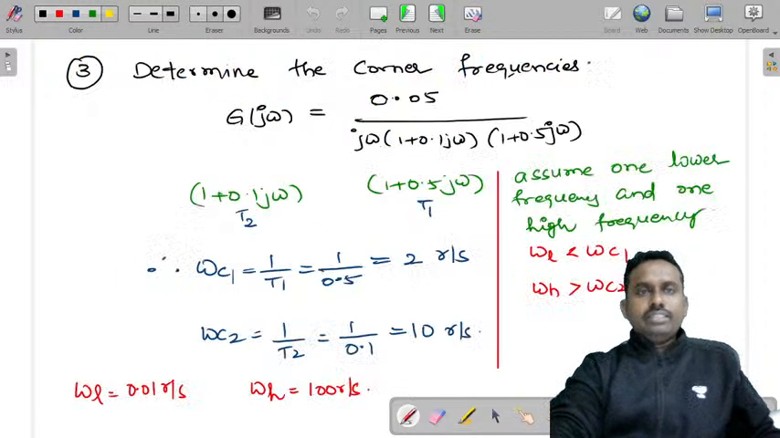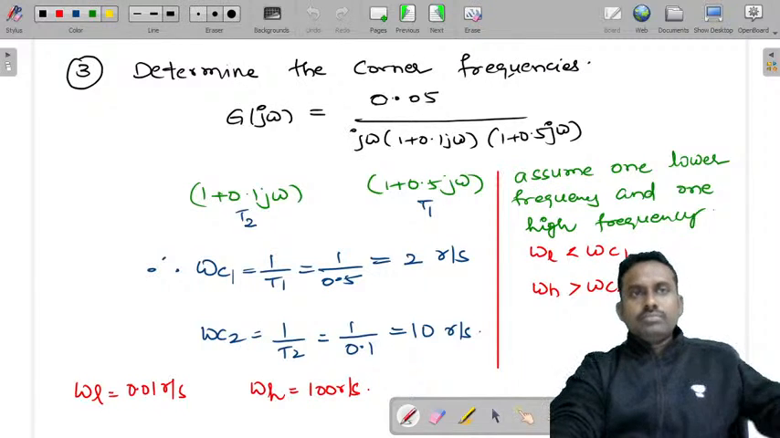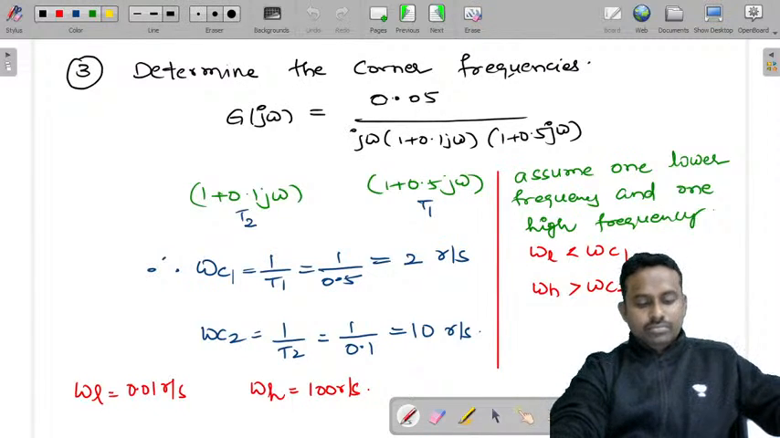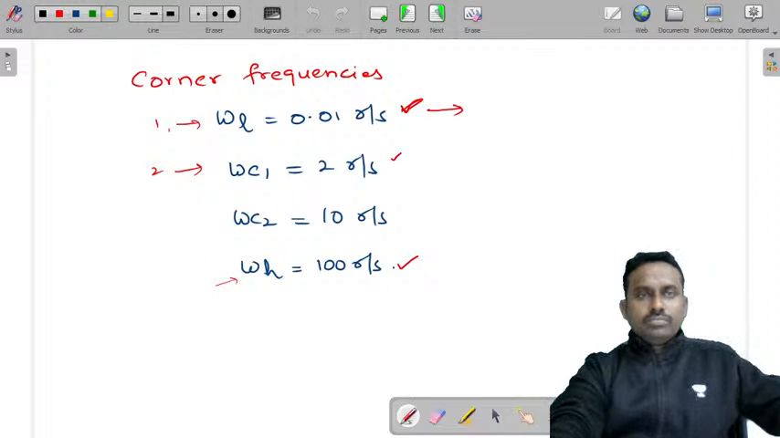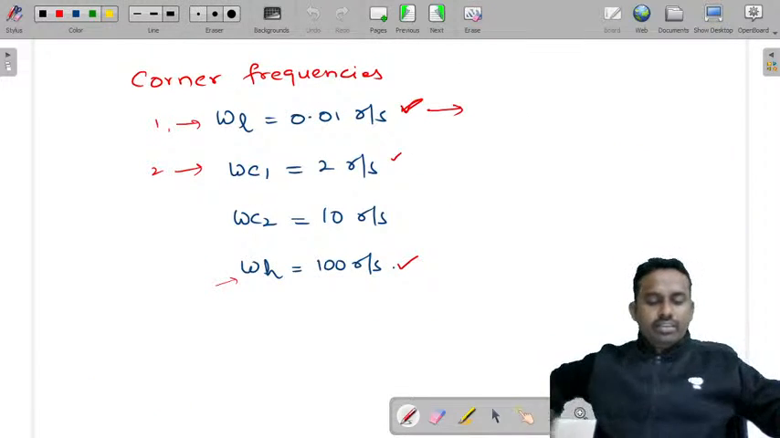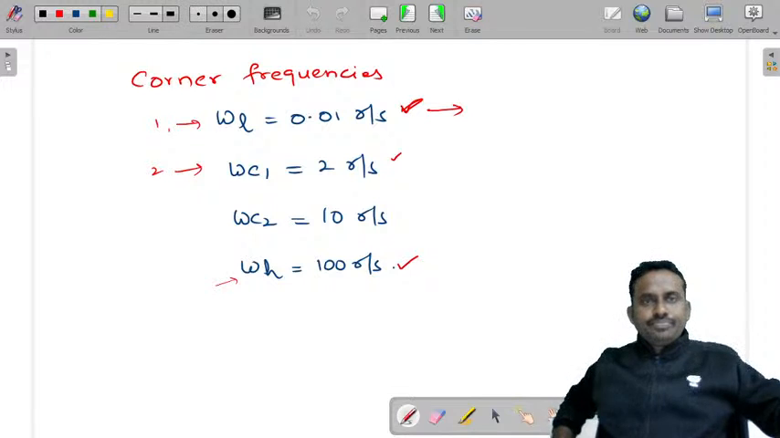So the third step is determination of corner frequencies. You can find corner frequencies. And then we will assume one lower and one higher corner frequency. So these are the corner frequencies that we have finalized.